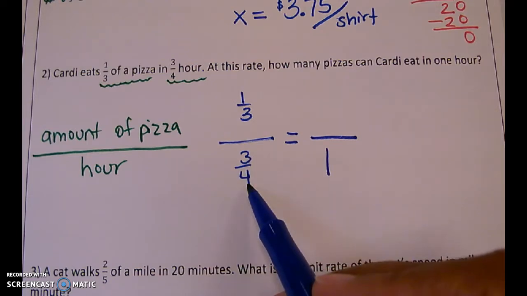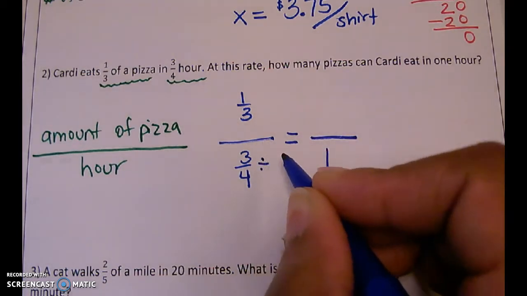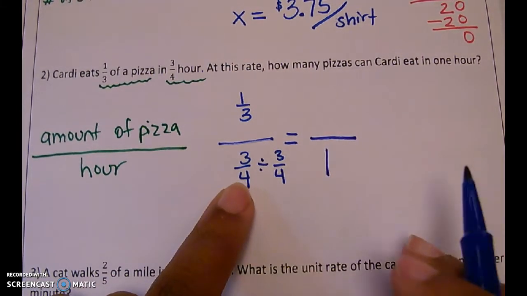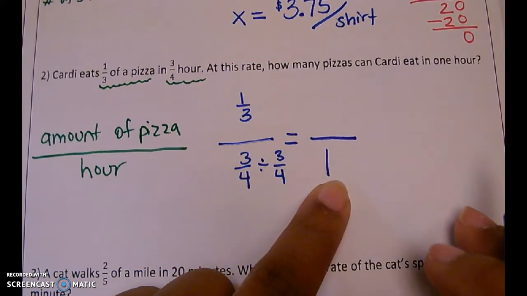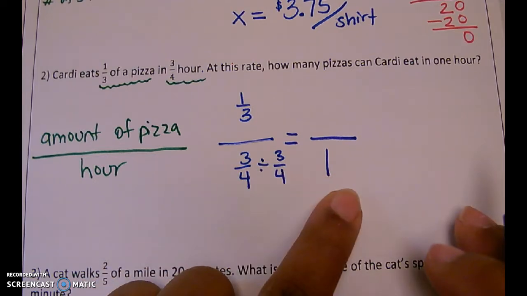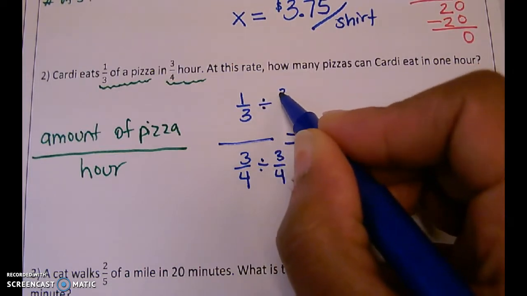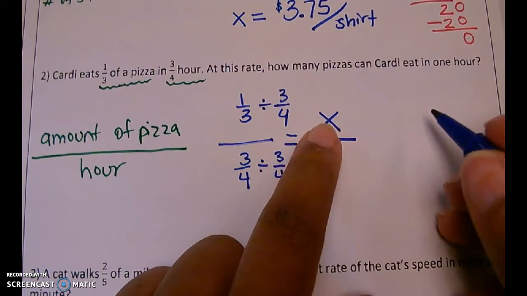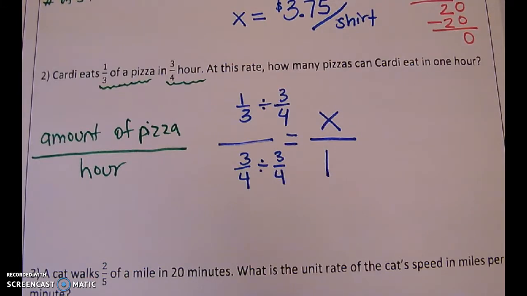Now, let me ask you this. What can I divide by 3/4 in order to get 1? I can divide it by itself. So I'm going to divide the bottom by 3/4. And if I actually work it out, I would know that 3/4 divided by 3/4 is going to give me 1, because anything divided by itself is going to give me 1. Now, I'm going to do the same thing at the top. 1/3 divided by 3/4. Which means in order to get my x, I need to do this division problem up here. So, let's go over to the side and do it.